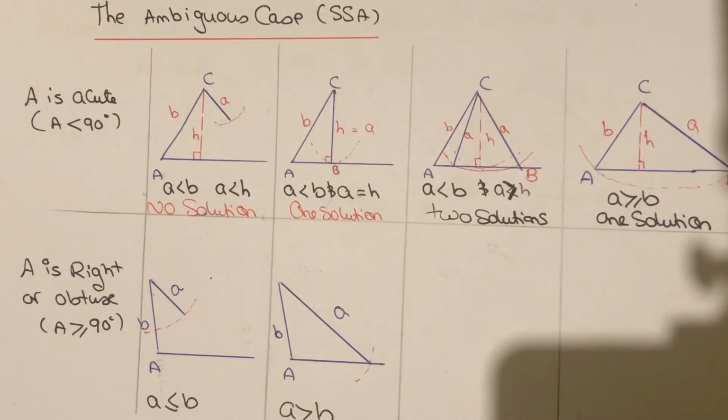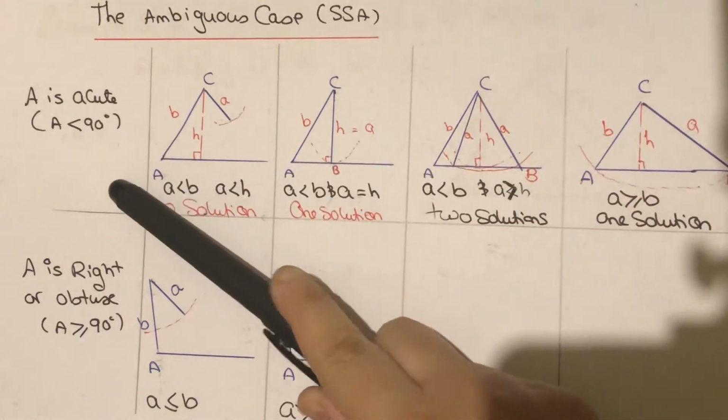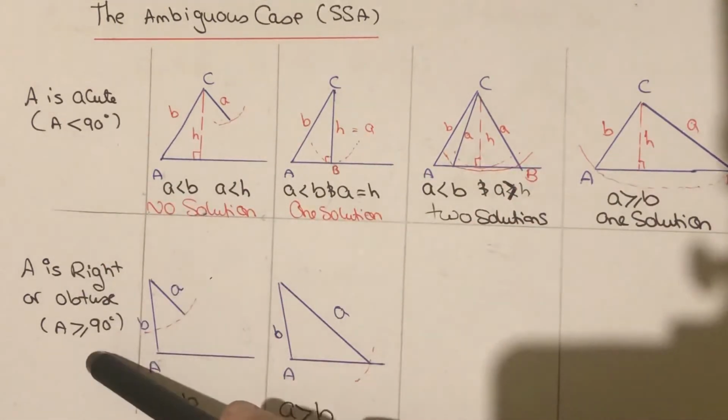Some will have one solution, and some might even have two solutions, or two possible triangles, one acute and one obtuse. Now, the cases are divided into whether the angle given is less than 90, or acute, and whether the angle given is right or obtuse.